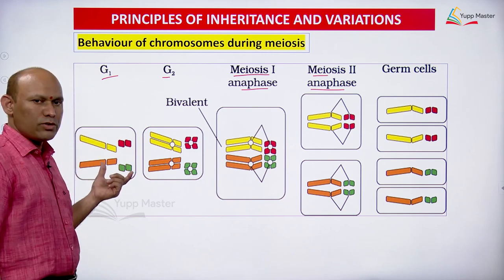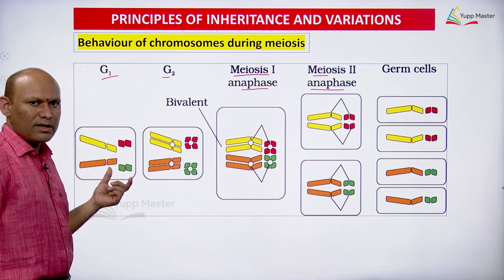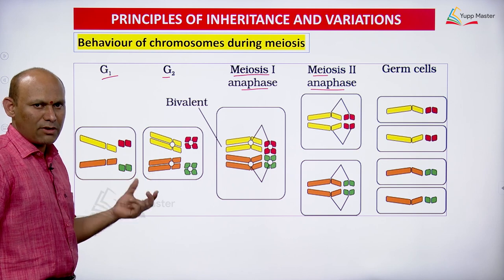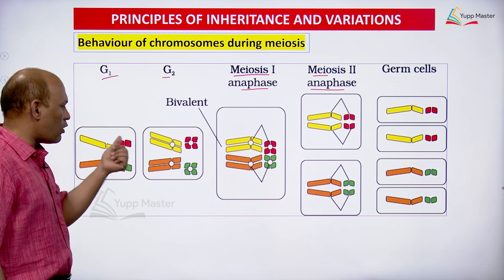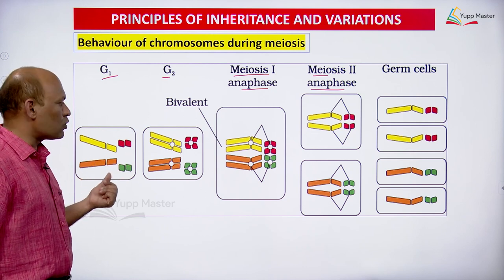So this is... are you able to see? As earlier I have shown, chromosome, right? Previously we have seen chromosome, unduplicated chromosome. This is an unduplicated chromosome. How many chromosomes are there in the cell? Four chromosomes are there, right?